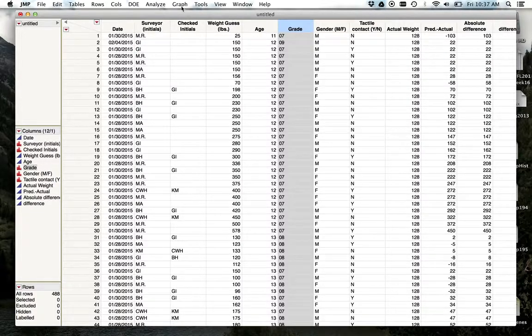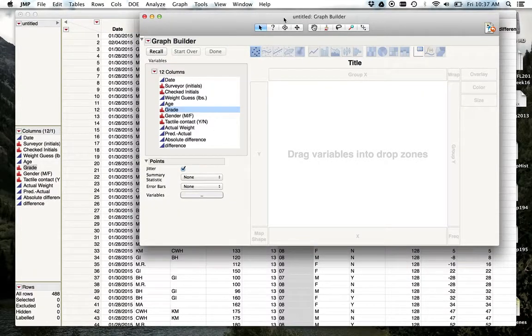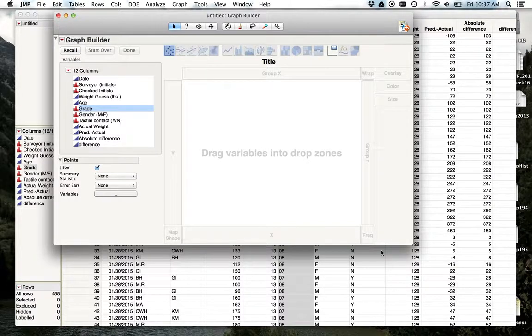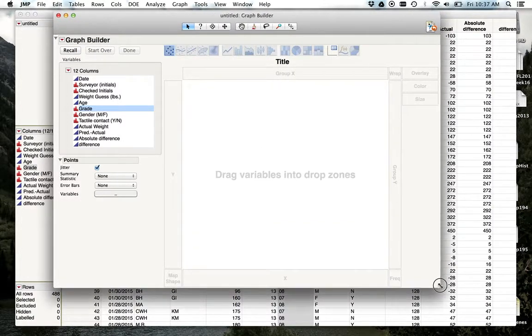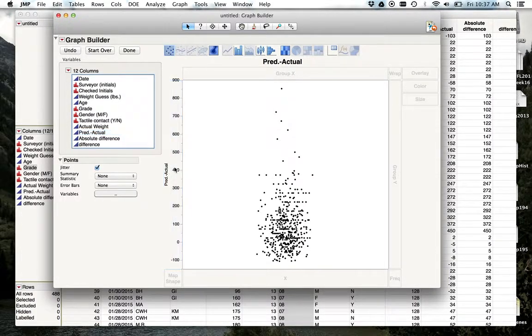Okay, so let's go to graph. We're going to go to Graph Builder. Okay, so this window should come up. Let's put in the predicted versus actual. I just want to play with the data, and usually what you want to do is put your continuous variables on the y-axis. Remember, continuous variables are basically numbers that go anywhere from 0 to infinity. Okay, we're going to put this here.